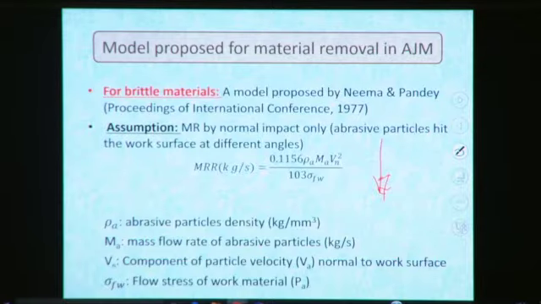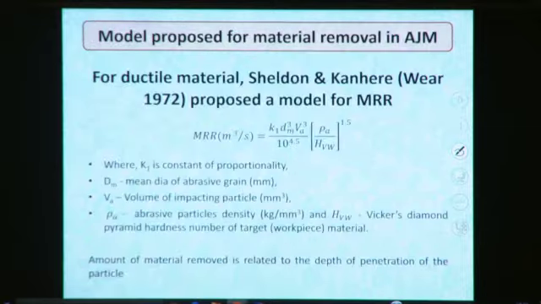Vn is the component of particle velocity normal to the workpiece surface, the normal velocity. So from this equation, if we know the density of the abrasive particles, the mass flow rate of the abrasive particles, the normal velocity of the abrasive particles and the flow stress of the workpiece material, we can easily calculate the material removal rate.